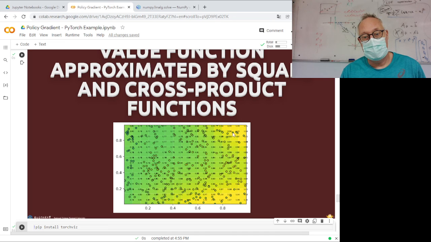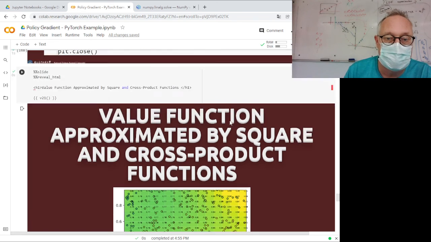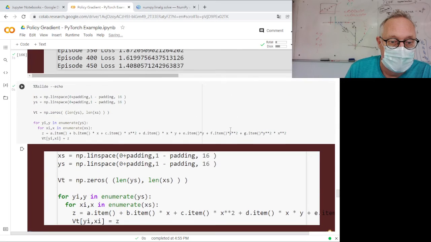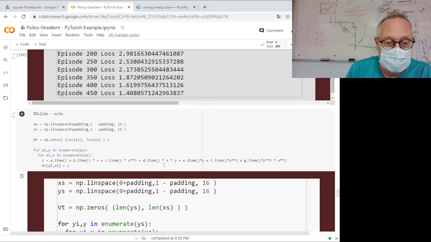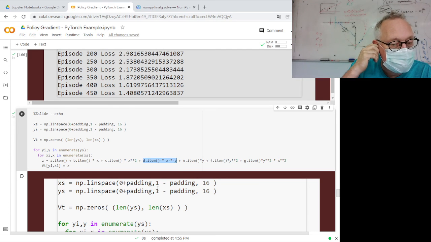So here's our x times y version. The changes are pretty easy. D must be multiplied by x times y, and G multiplied by x squared times y squared.